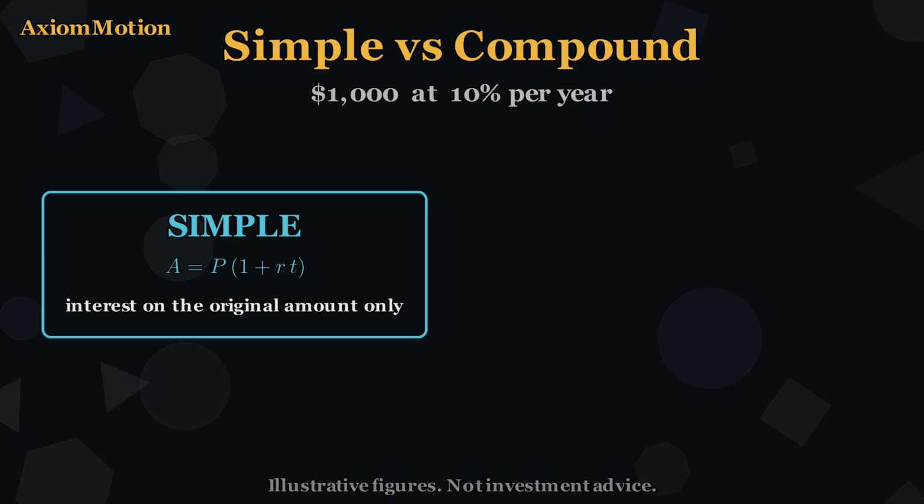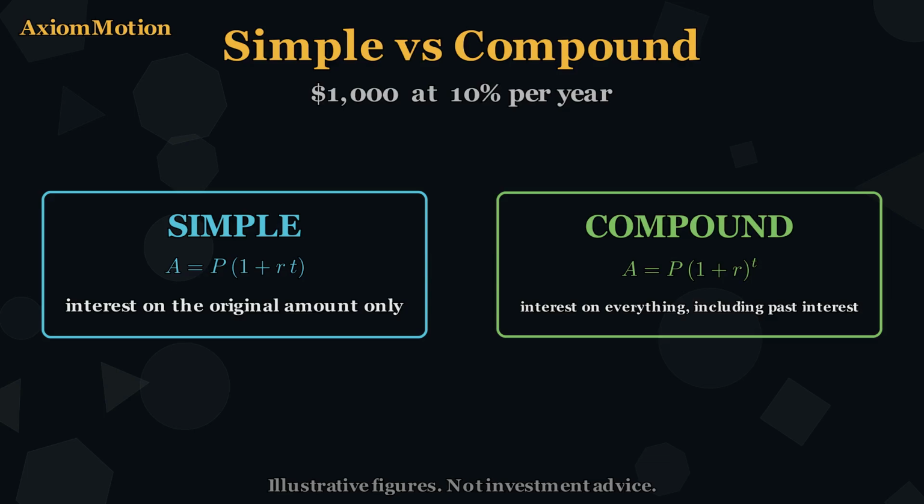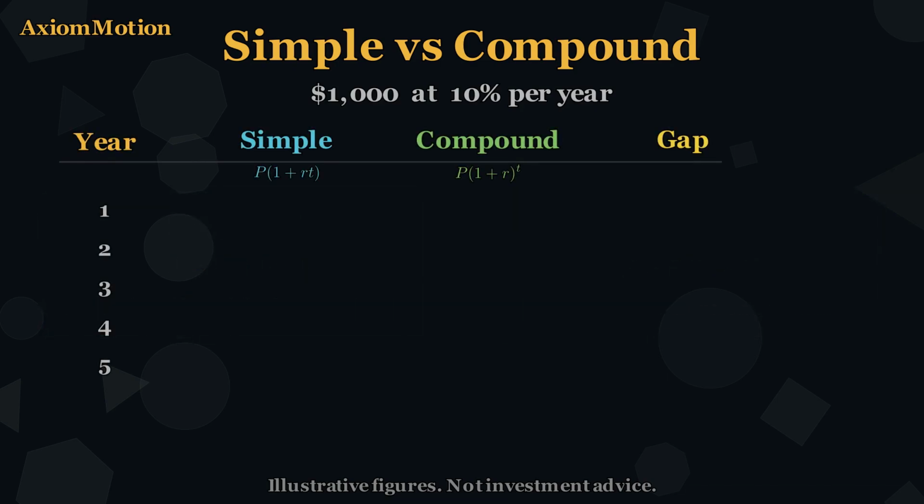The second way is compound interest. Here, each year, you earn 10% of whatever you have right now, and that includes all the interest you have already collected. Last year's interest becomes this year's principal. Watch what that small change does year by year. After the first year, both accounts hold $1,100. They are exactly the same.